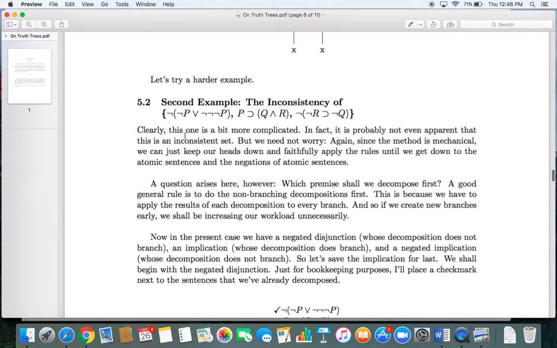Now, since these sentences are complex, we have to think a bit about how to decompose them. What sort of sentence is this, for example? Well, there's a bunch of negation symbols and there's a disjunction symbol, but clearly the main connective is this not that's out in front.